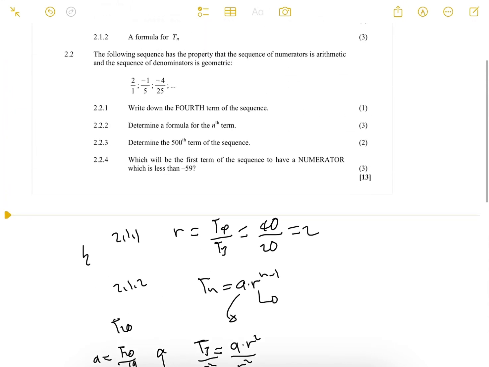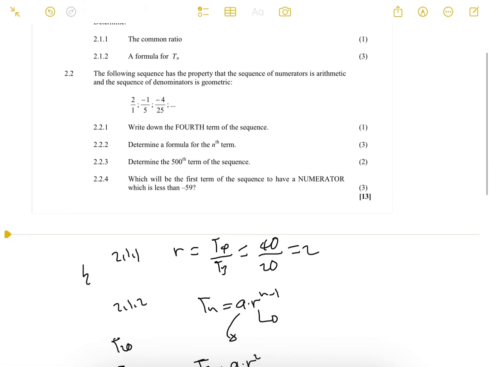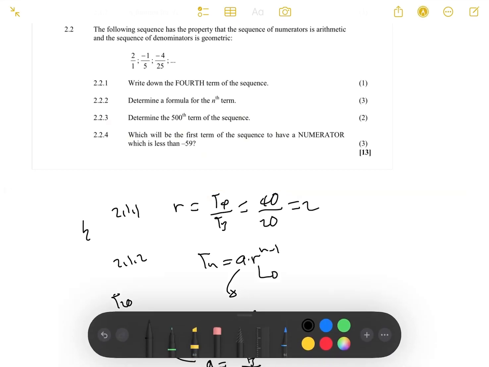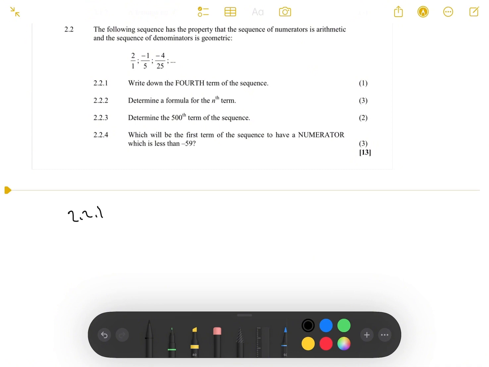So we are done with 2.1. And then moving to 2.2. Here we're given a sequence of which the numerator is arithmetic and the denominator is geometric. As you can see, we have 2, -1, and then -4, and then we have 1, 5, and 25. So how do we determine 2.2.1, when they say write down the fourth term?